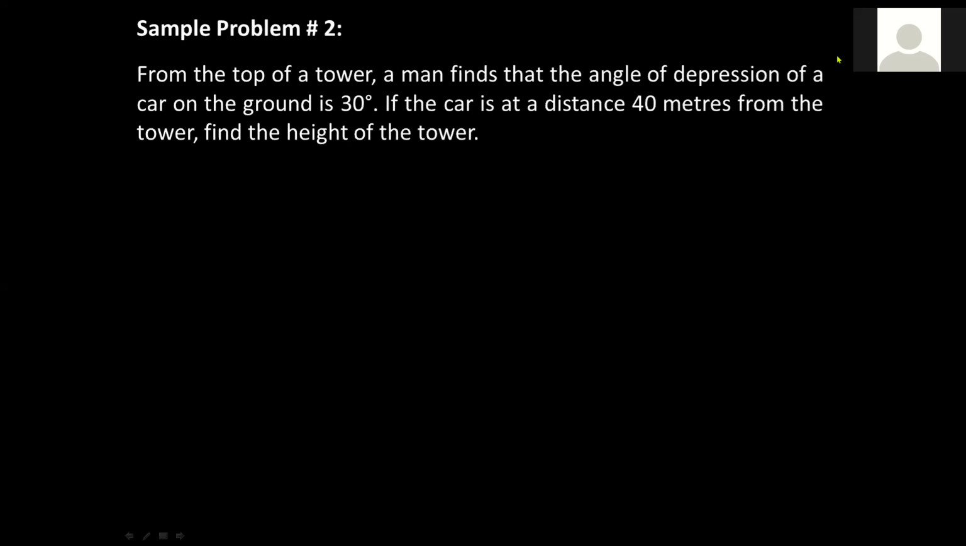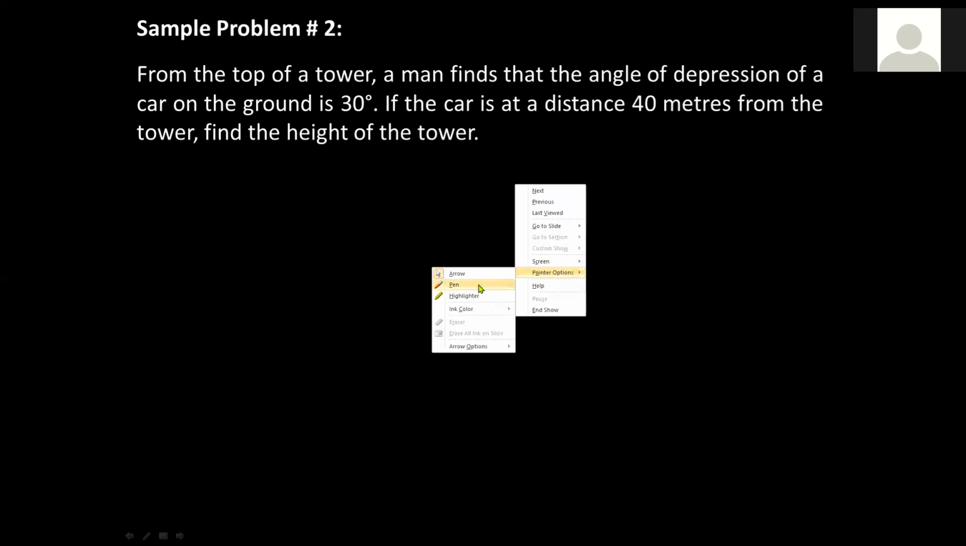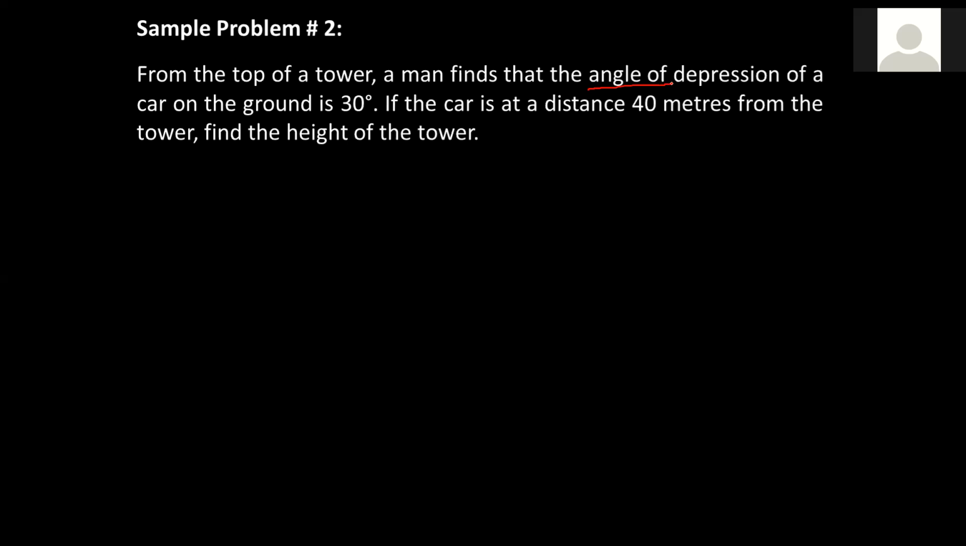From the top of the tower, a man finds that the angle of depression of a car on the ground is 30 degrees. If the car is at a distance of 40 meters from the tower, find the height of the tower. Okay, allow me to read it again. From the top of a tower, a man finds that the angle of depression of a car on the ground is 30 degrees. If the car is at a distance of 40 meters from the tower, find the height of the tower.